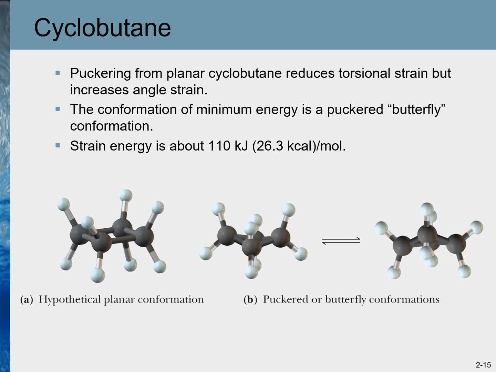In case of cyclobutane, we have a 4-carbon ring structure. Therefore, the observed angle between carbons is about 90 degrees. Now 90 degrees is also much less than the ideal 109.5 degree angle. So therefore, cyclobutane also experiences a considerable amount of angle strain.